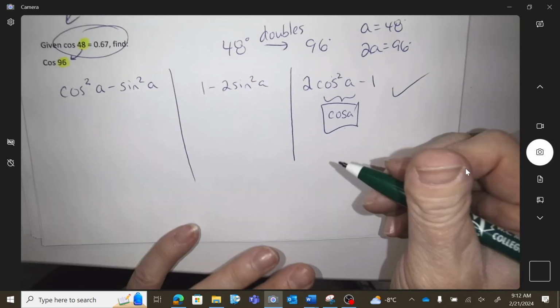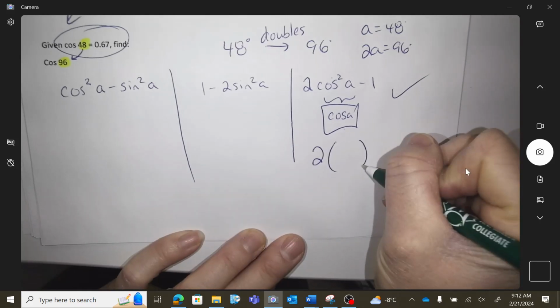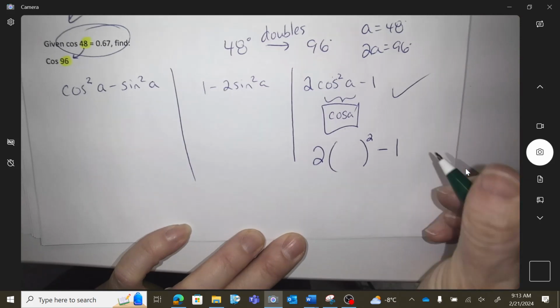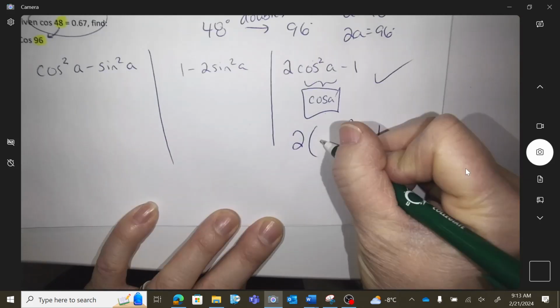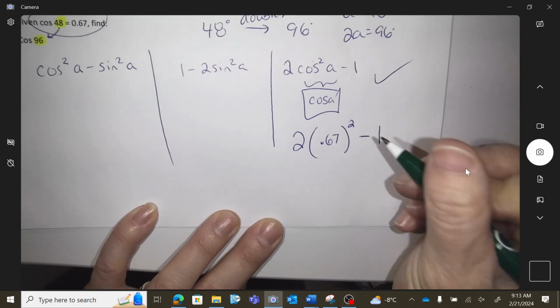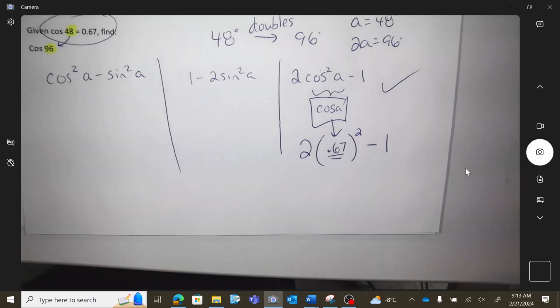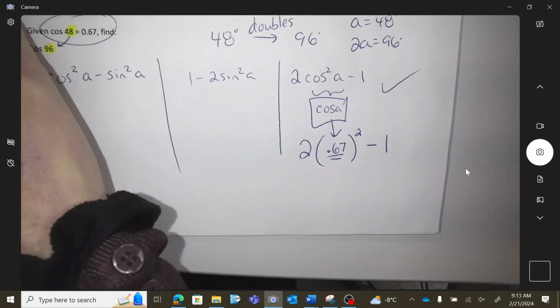Okay, so 2 times cos A squared minus 1. So that's what I replace cos A with. Okay, there's no way I can use these because I don't know what the sine of A is, so that's why I can't use them. Okay, I'm just typing this in for you so you can all write it down.